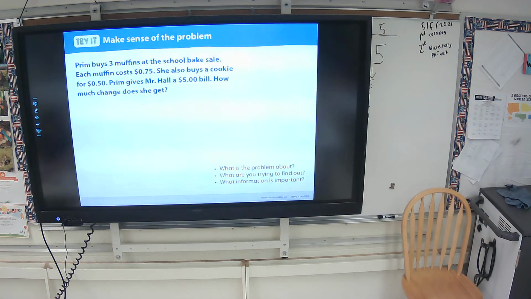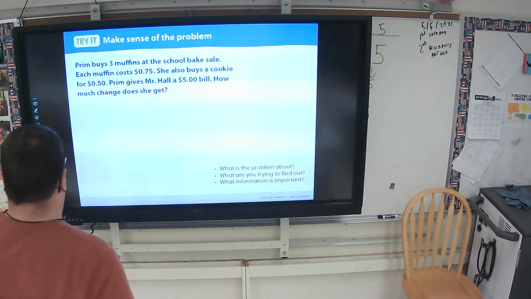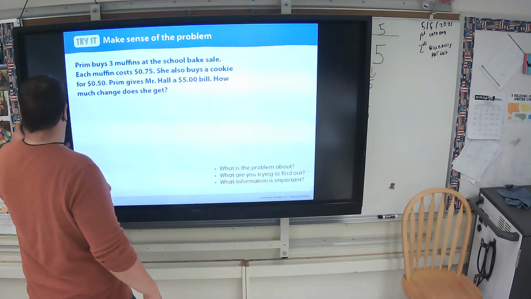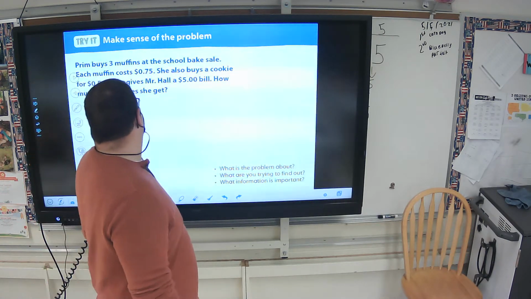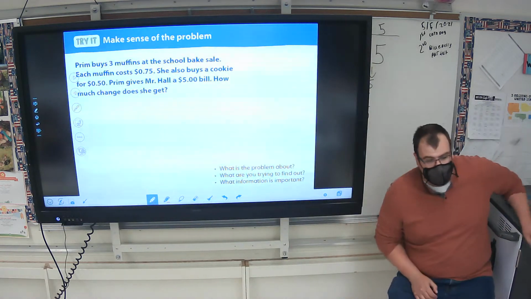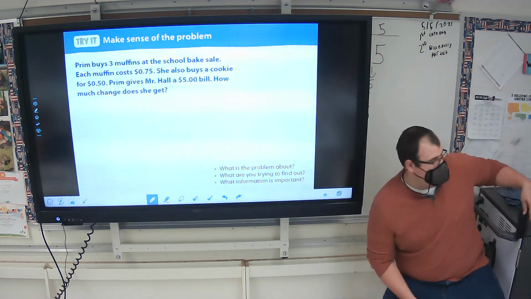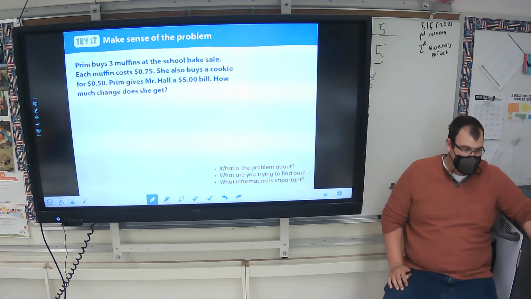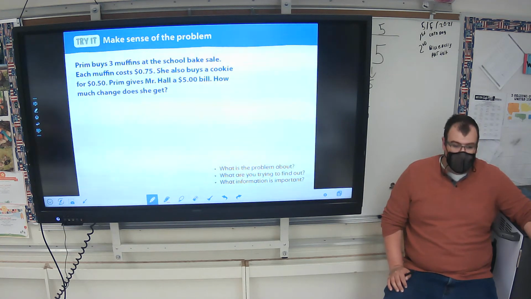Prim buys 3 muffins at the school bake sale. Each muffin costs 75 cents. She also buys a cookie for 50 cents. She pays with a $5 bill. How much change is she going to get? What do we have to figure out first? Gabe? How much do the 3 muffins cost, right? So how can we figure that out?